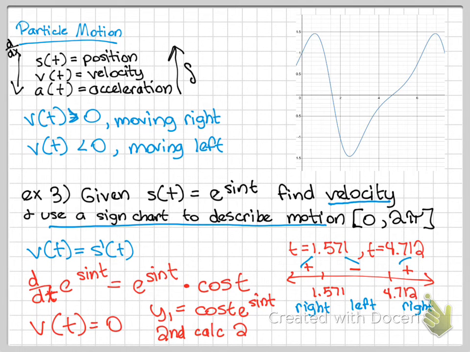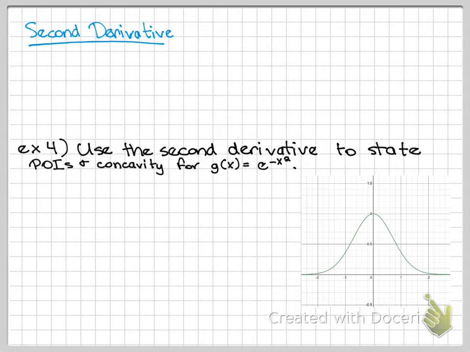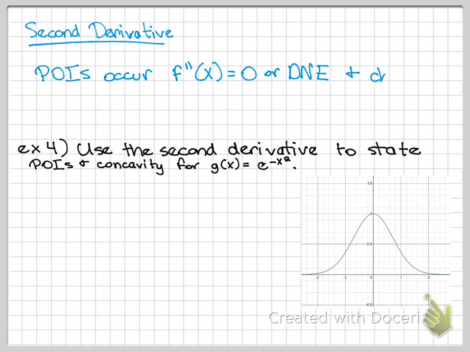Okay? Last problem we're going to look at today is using the second derivative to find points of inflection and concavity. So remember, points of inflection occur when the second derivative is equal to 0 or does not exist, and changes sign. So it's got to go from negative to positive or positive to negative around it.